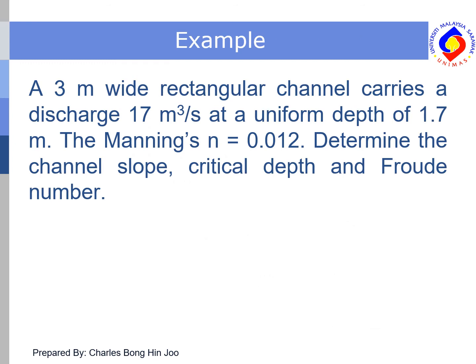Let us take a look at this example. A 3-meter wide rectangular channel carries a discharge of 17 meter cube per second at a uniform depth of 1.7 meter. The Manning's n value is equal to 0.012. Determine the channel slope, critical slope, and the Froude number.